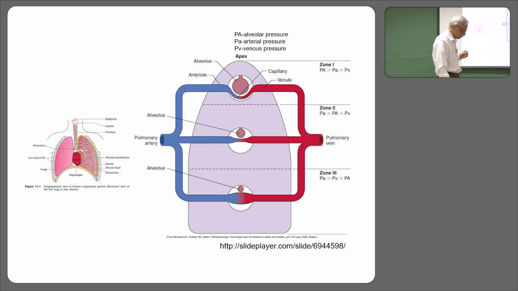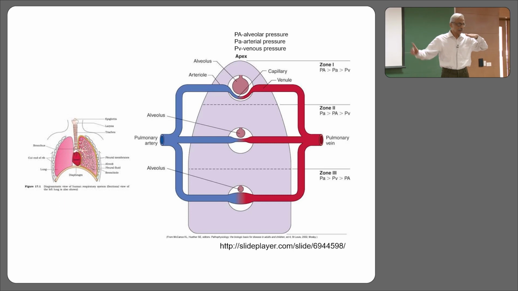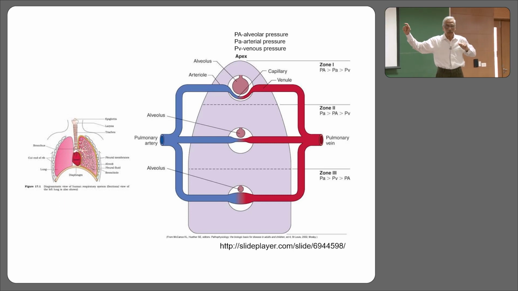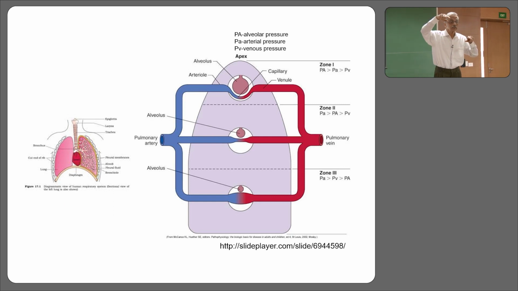So what am I doing here? I am dividing the lung into 3 levels. Are you with me? Top level, middle level and the lower level. Is the blood flow the same at all the levels? No, it is not the same.